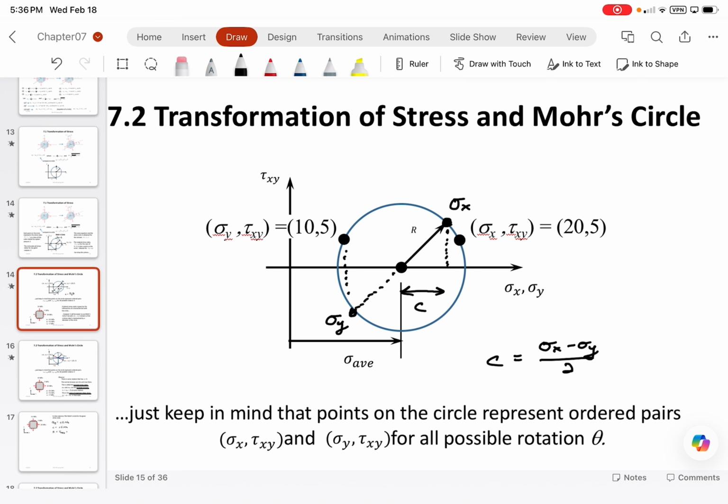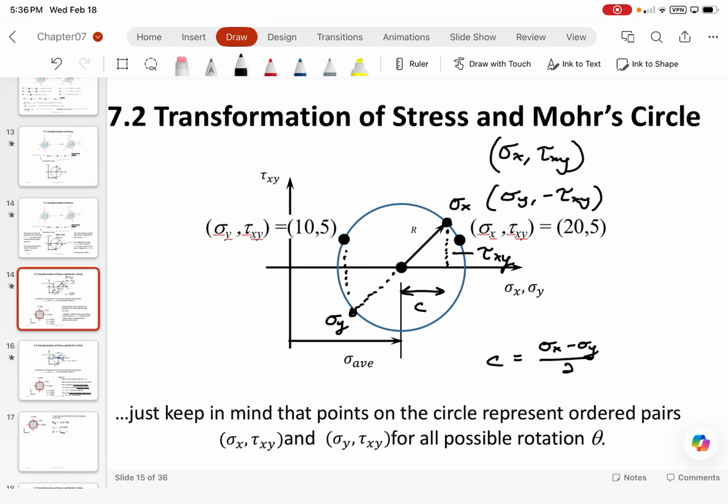All right. And then obviously, what's the height of that triangle? That's going to be the y coordinate that we're interested in. This y coordinate is tau xy. So whenever you're developing these circles, you need 2 coordinates more than anything else. You can plot them as sigma x comma tau xy for your x and y coordinates, and then sigma y comma negative tau xy. Why the negative? So that way you can get the opposite location on the exact opposite side of the circle.